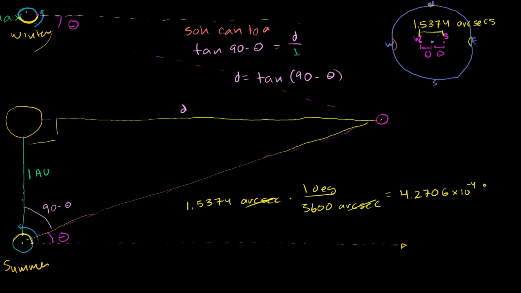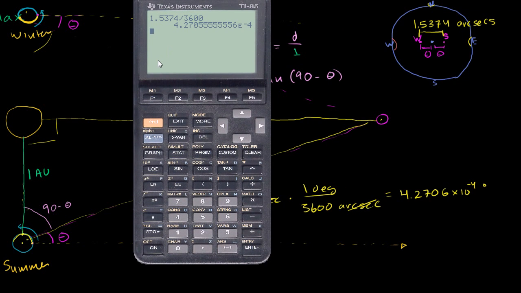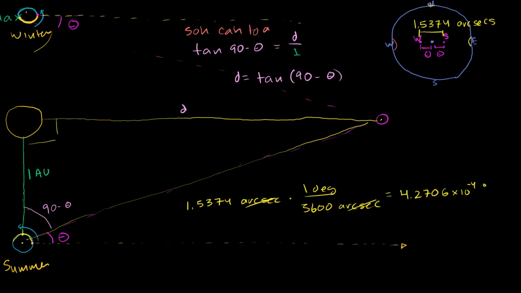Now, let me be clear. This is the total angle. The angle that we care about is going to be half of this. So we could divide this by 2. So let me just do our significant digits. 4.2706 times 10 to the negative 4 divided by 2 is going to be 2.1353 times 10 to the negative 4. So that's this angle right over here, the shift from center, 2.1353 times 10 to the negative 4.